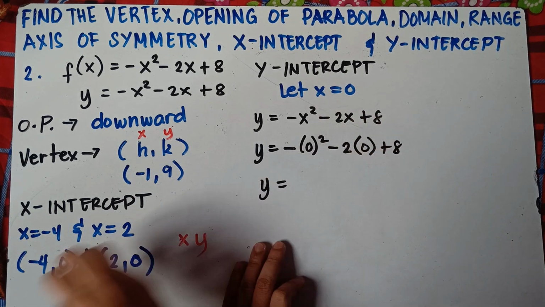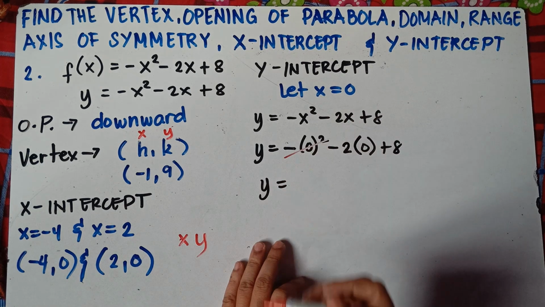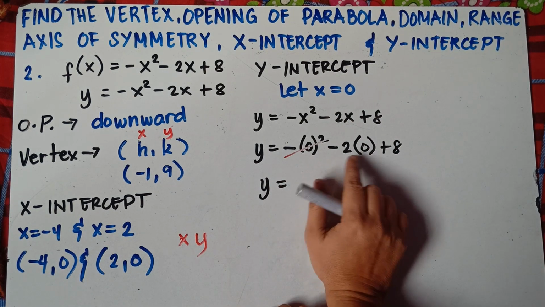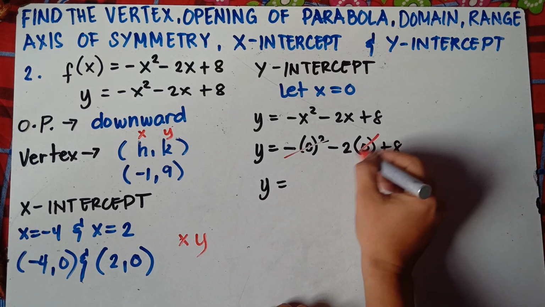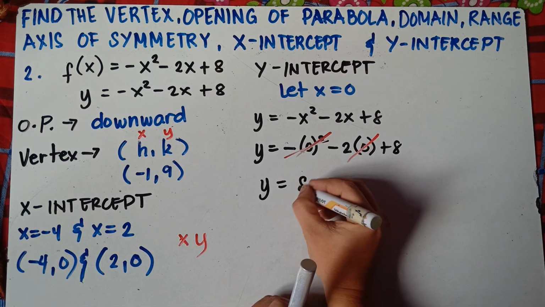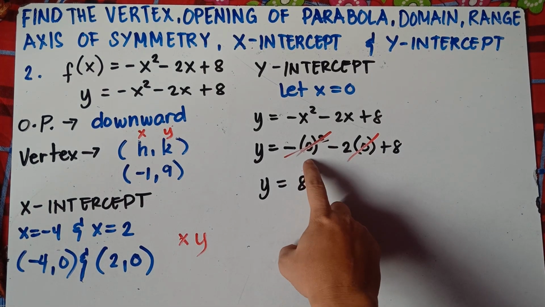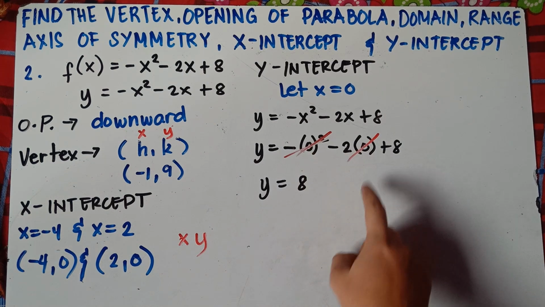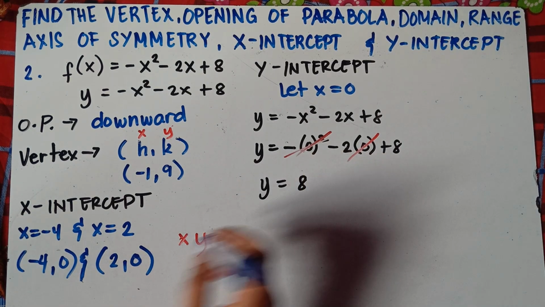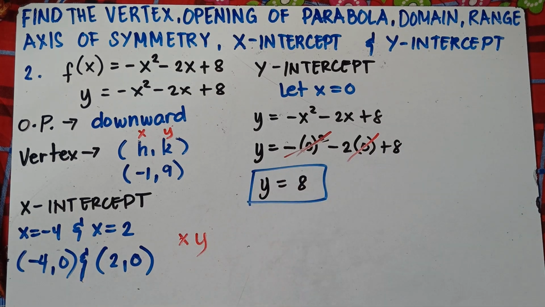So y equals, we can just simply cancel this out, class. Because 0 times 0 is 0, and negative 2 times 0, that is 0. So we can just simply cancel this out. And our y is equal to 8. Once again, class, cancel this out because 0 times 0 is 0. Negative 2 times 0, that is 0. So cancel this out and the remaining is 8. So our y is equal to 8. So therefore, our y-intercept is 8.